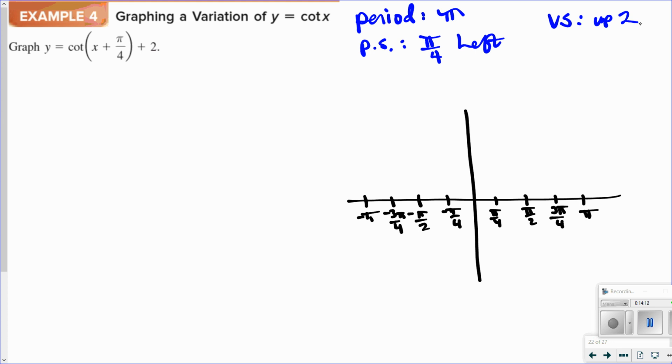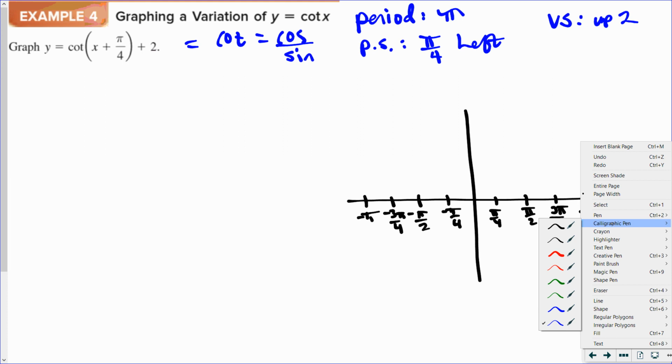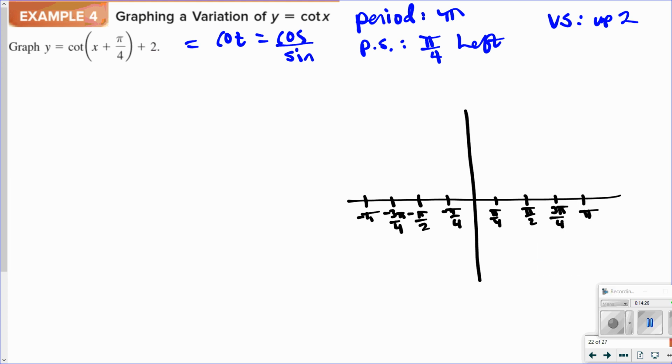Okay. Other thing to keep in mind, cotangent is cosine over sine. So that's going to play a role in finding our asymptotes. So this time we're looking for where the sine is 0 and then shifting those left pi over 4, or where the sine of x plus pi over 4 is 0. We can solve for them this way. So I'm going to again get values on one rotation of the unit circle from 0 to 2 pi where sine is 0. So sine is the y-coordinate, and it is 0 at 0, pi, and 2 pi.